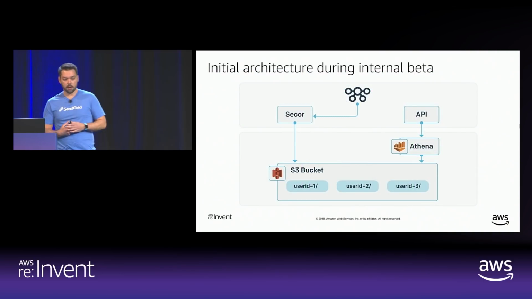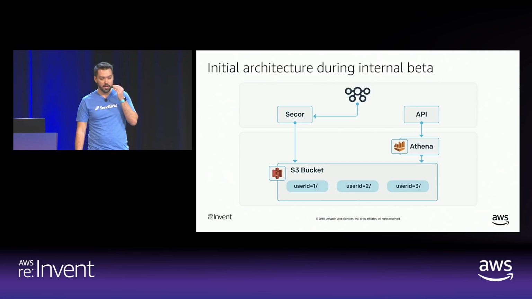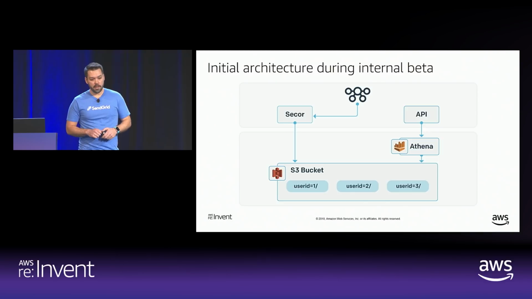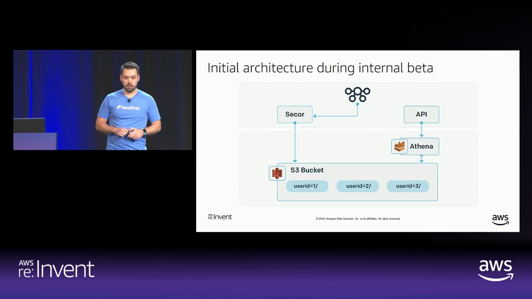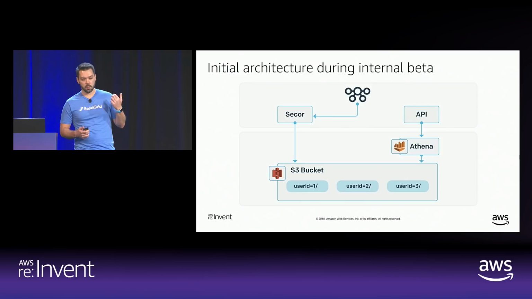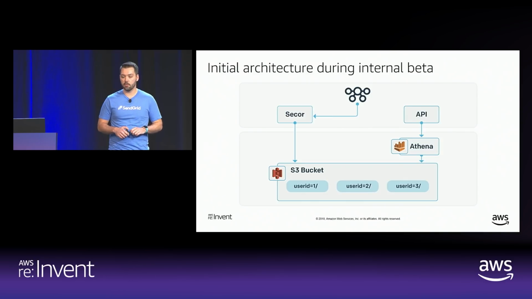All right, so this was our first architecture during our beta. And the way it worked was, at this point, we had all the events that were getting emitted from the mail pipeline going to Kafka. That's the little thing at the top. And from there, we had a consumer off of Kafka called Secor. Secor is an open source project from Pinterest that we just used with a few modifications out of the box.